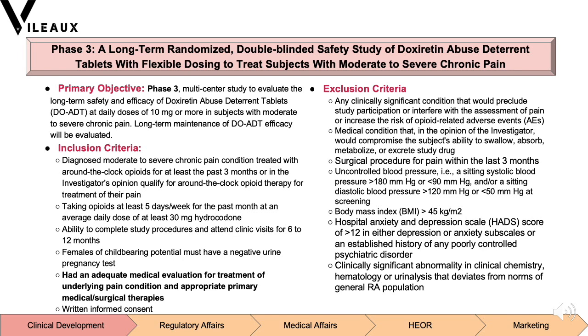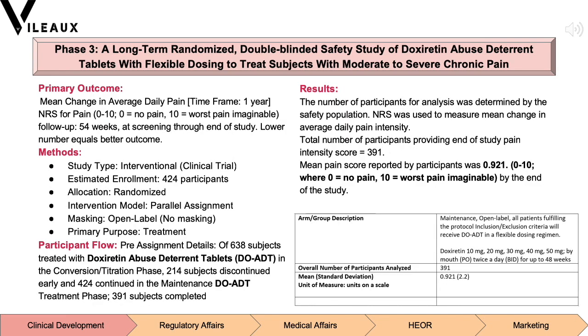Patients who have had a surgical procedure for pain within the last 3 months. Patients with uncontrolled blood pressure. Patients with a body mass index of greater than 45 kilograms per square meter. Patients with hospital anxiety and depression scale score of greater than 12. And patients with clinically significant abnormality in clinical chemistry, hematology, or urinalysis that deviates from the norms of the general rheumatoid arthritis population.